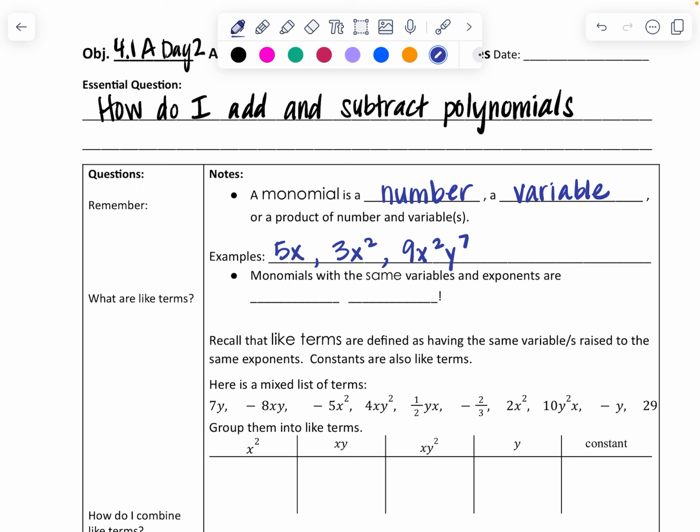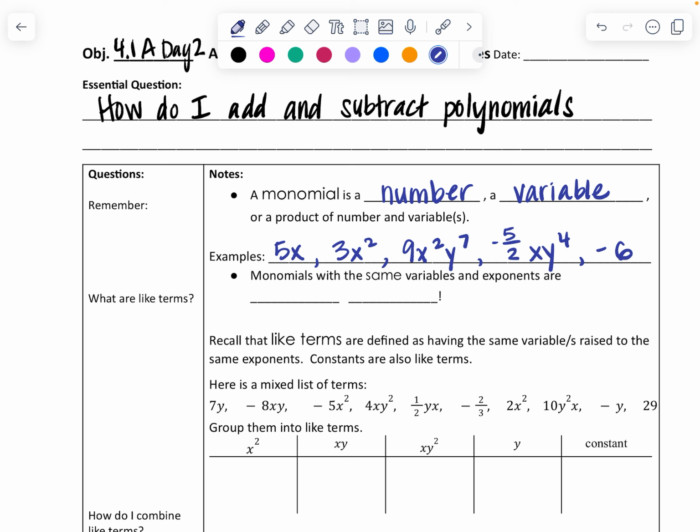So remember, terms are separated by addition and subtraction signs. So if you don't see those, then that is a single term, no matter how many letters and exponents and numbers it has. It could also have a fraction as a coefficient. That is still a monomial, a single term. And a constant is a single term, a monomial.